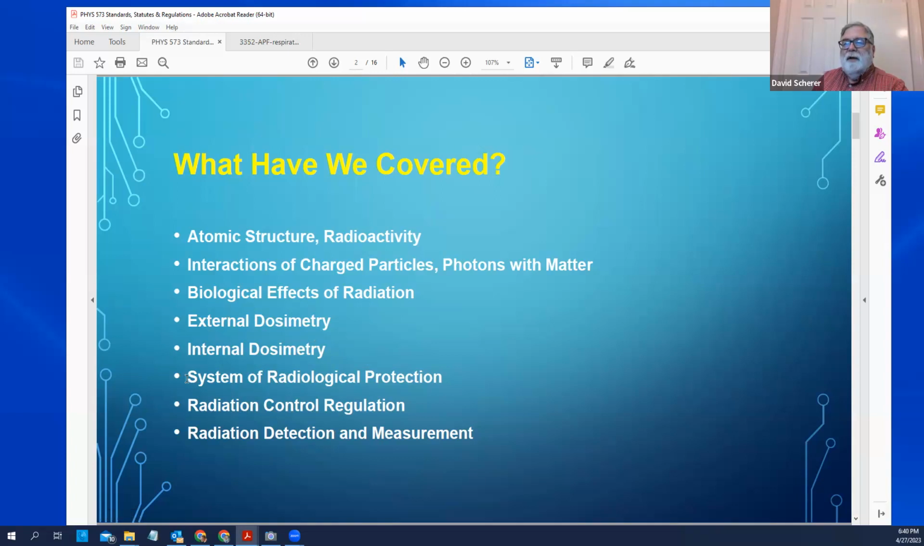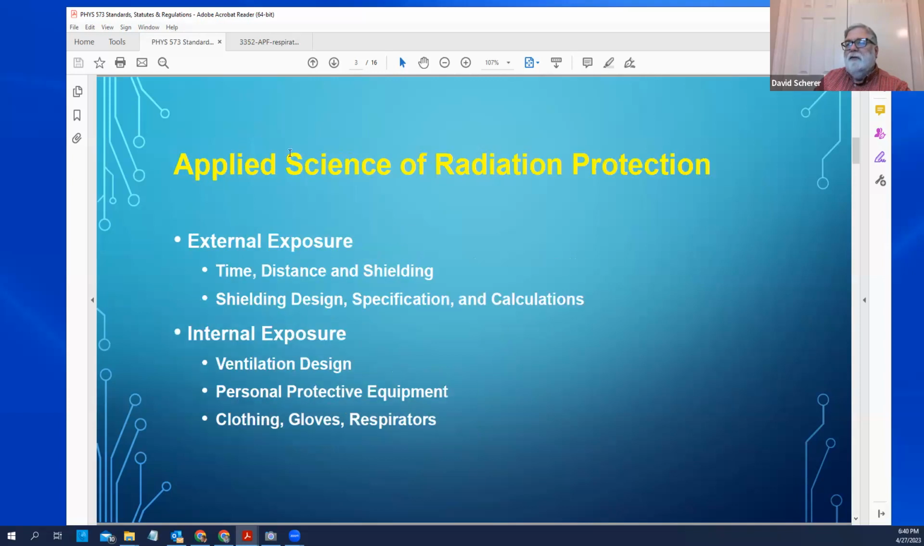We have a class on standards, regulations, and statutes that covers the system of radiological protection and the government regulations that are developed on the basis of that. We have a course in the summer for radiation detection and measurement. We talked a little bit about it, but if you're continuing the program, you'll come to the campus in Chicago and play with a lot of radiation instruments and learn how to measure radiation.